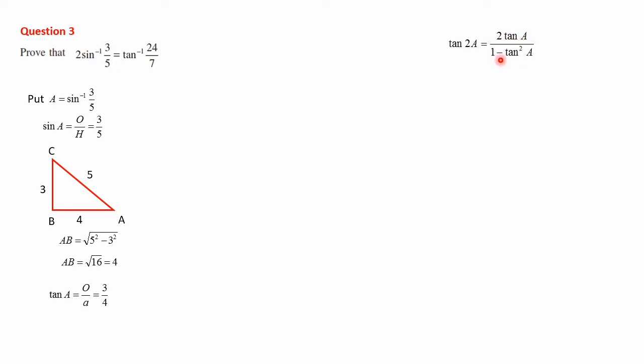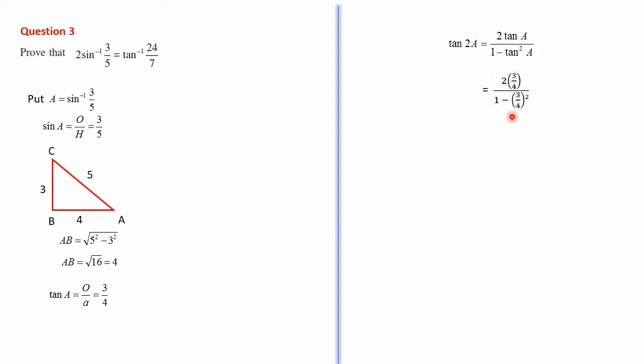Then we will go for calculating tan A because we need tan A. 2 tan A divided by 1 minus tan square A is our formula. Tan formula is opposite side by adjacent side. So with respect to this angle A, opposite side is 3, adjacent side is 4. So tan A is 3 divided by 4. We have already written the formula here. So let's substitute. Tan 2A is equal to 2 into 3 by 4, divided by 1 minus tan square A, that is 3 by 4 the whole square.